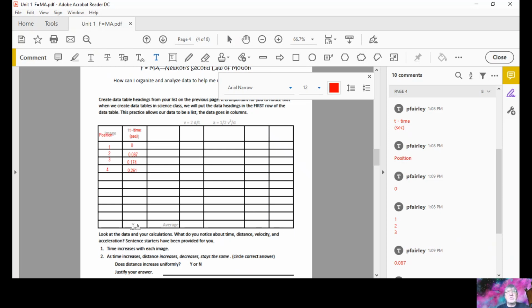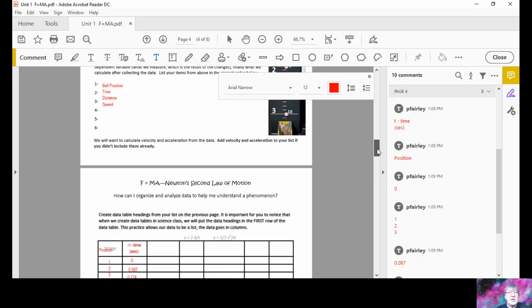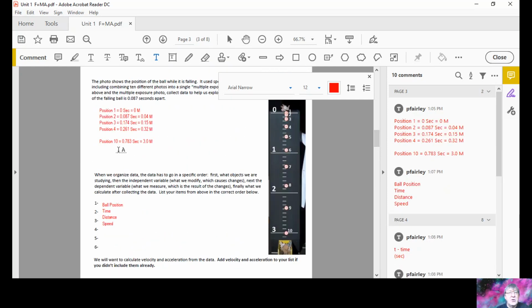You might as well just do it right now because you put this number in your calculator, 0.261, add 0.087 to it, write that down. Add 0.087 to it again, write that down for the next one. Add 0.087 to whatever that was. Every time you just keep adding 0.087. And then the very last one, if you do it right, should end up being right here, 0.783.